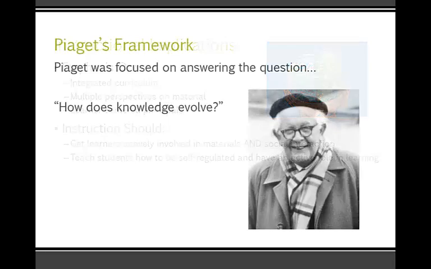So the first of the theorists that we're going to talk about is Piaget. Piaget's framework for learning was that he was focused on answering the question, how does knowledge evolve? I'm going to talk about Piaget from the bigger perspective of his theory. Your book goes into a lot of detail, and I'll go into some detail on things that I think are really important, or things that I feel like your book is lighter on in how they describe it, and then there'll be other things that I refer you to your book because they do a great job.